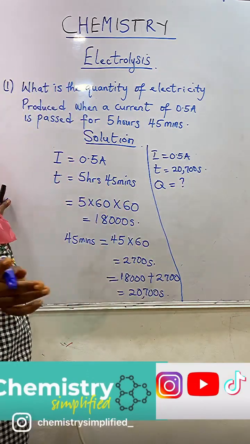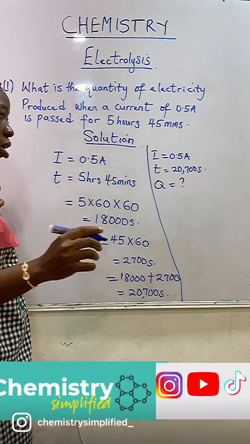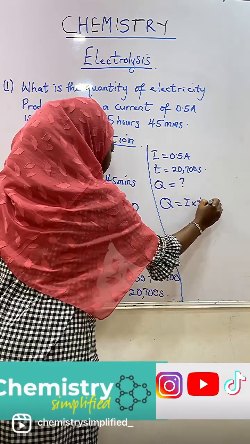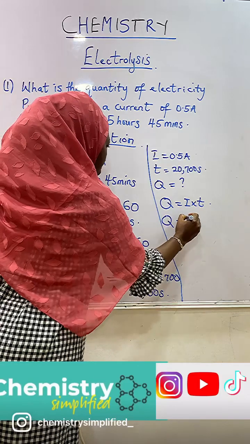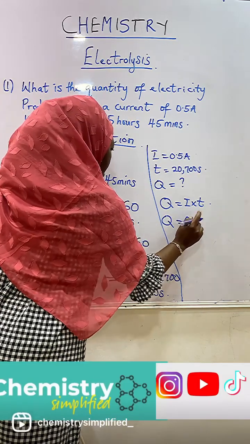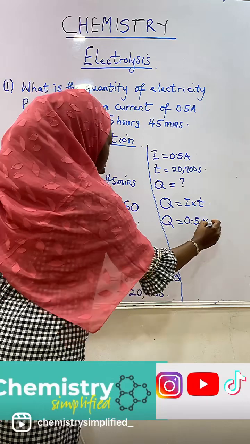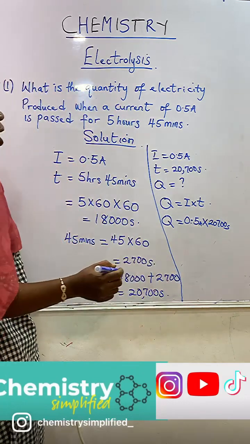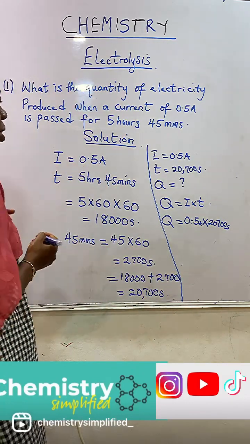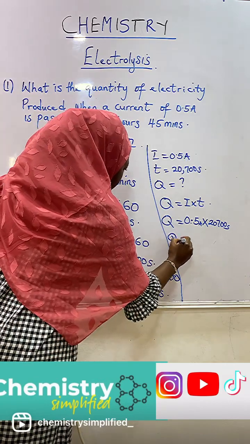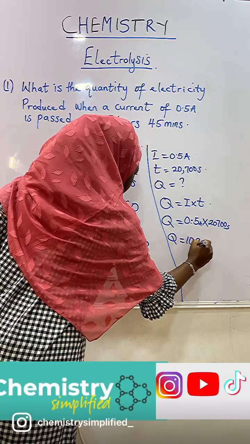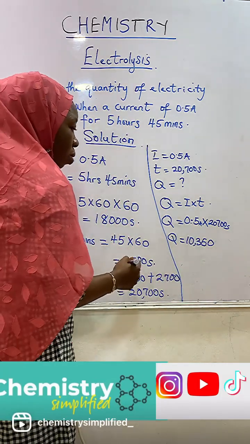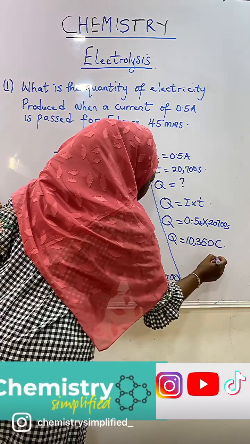And remember, from the formula we just discussed, our Q equals what? I multiplied by T, right? So our Q will now be equal to what? 0.5 multiplied by 20,700 seconds. This one is in ampere. Now, when you multiply 0.5 times 20,700, what do we get? We get 10,350. Then your quantity of electricity, the unit of it is always in coulomb. So you write C at the back, which is showing the unit.